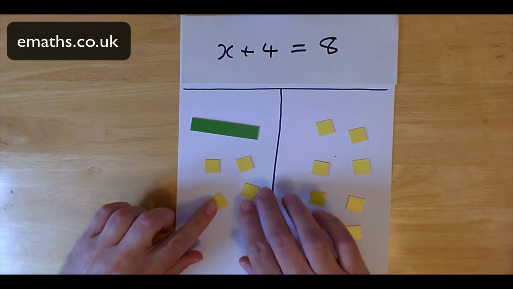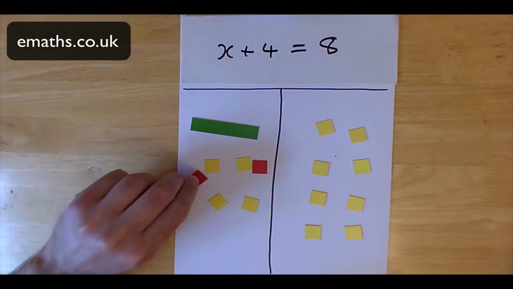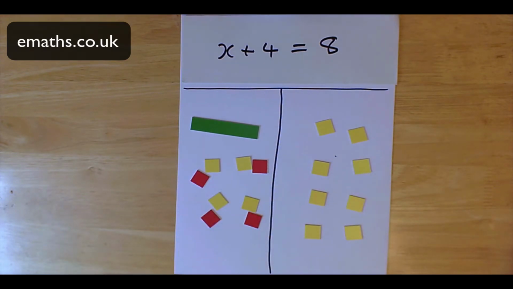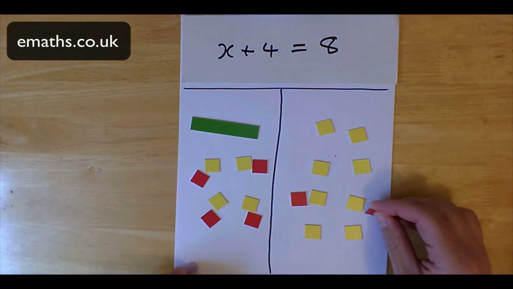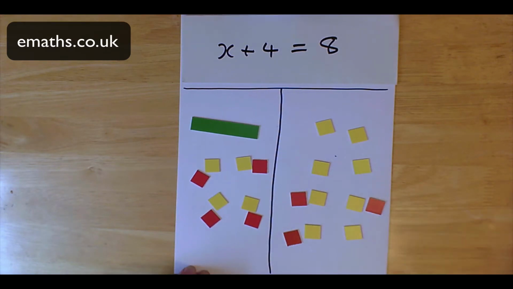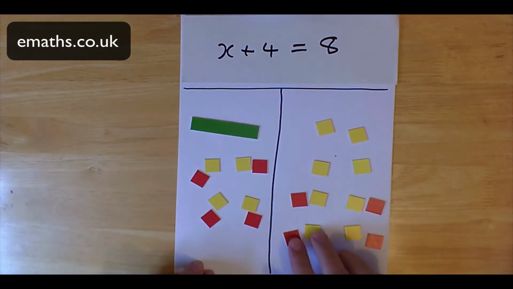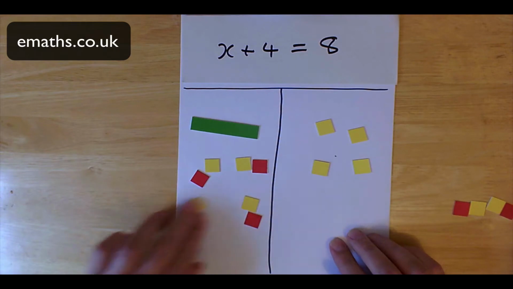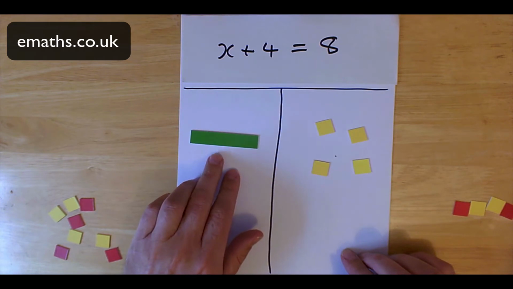The way I'm going to do this, because I know the idea of zero pairs, I'm going to introduce some zero pairing. So by introducing 4 reds onto this side, I know that the balance would become unbalanced, and I need to introduce the same amount on the other side. So this keeps the balance equal, and we know that these are zero pairs, which means they eliminate each other and therefore can be removed. And now we're left with x isolated and x equals 4.